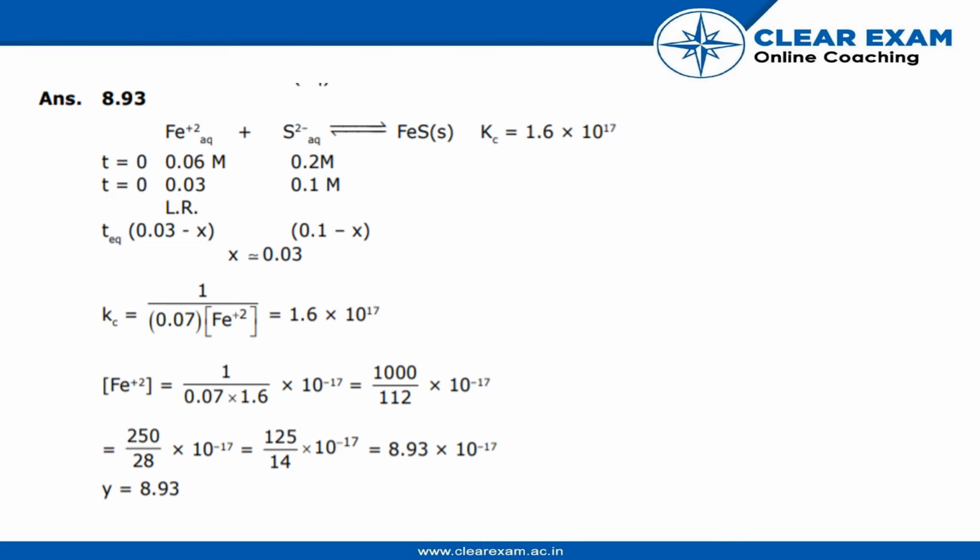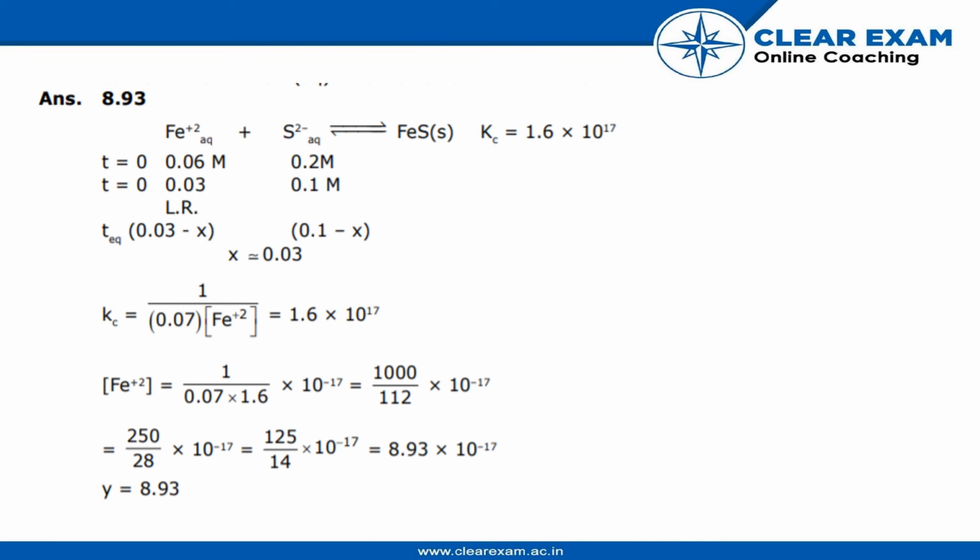So for the equation Fe2+ + S2- gives FeS, we have Kc equal to 1.6 × 10^17. At t = 0, 0.006 molar of Fe2+ and 0.02 molar of S2- was given in the question. After mixing, at t = 0, 0.03 remains and 0.1 molar S2- remains. Then at equilibrium it will be 0.03 minus x for Fe2+ and 0.1 minus x for S2-, and x would be roughly equal to 0.03.